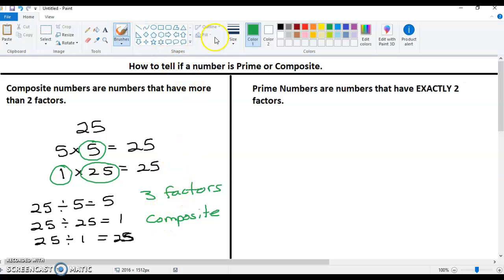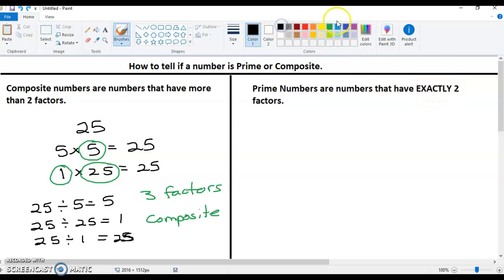So then let's go over to the other side. What makes a number prime? Well, prime numbers are kind of special. There's a lot of them, but they're kind of special in that they have to have exactly 2 factors. They can't have less and they can't have more. Because remember, if they have more, that's considered composite. But if they have exactly 2, that's considered prime.